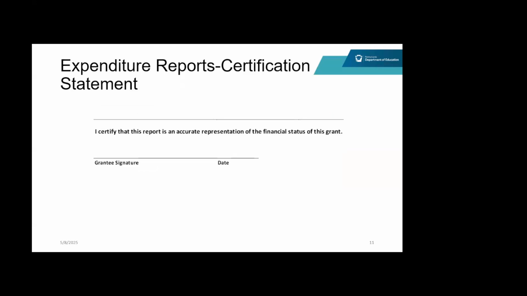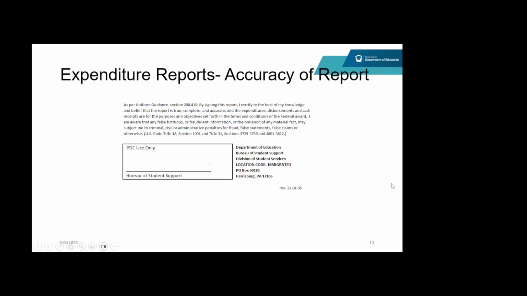Directly below the budget table is the signature block. Expenditure reports that are not signed and dated will be rejected. The final section of the expenditure report is a certification and a PDEU signature block. It is preferred that all reports are uploaded.